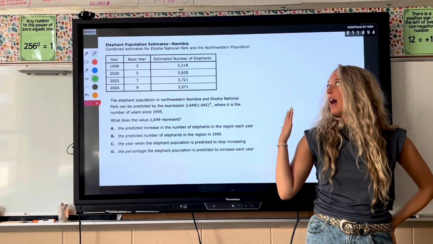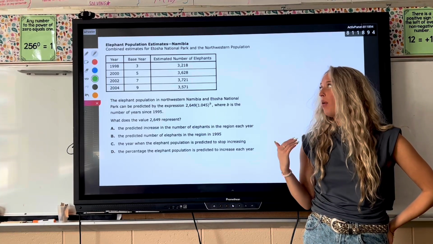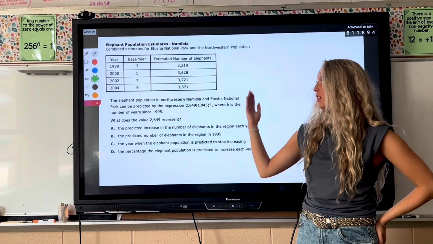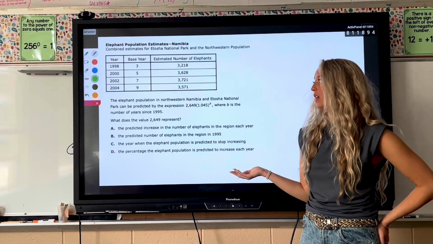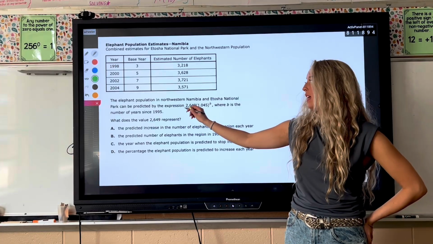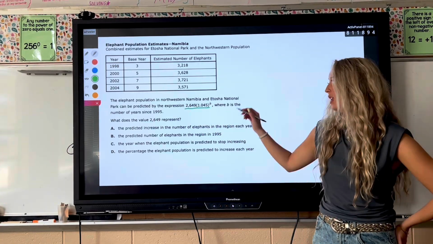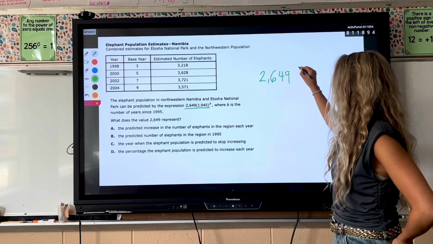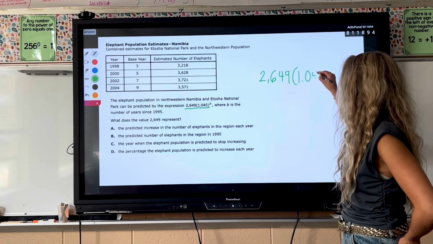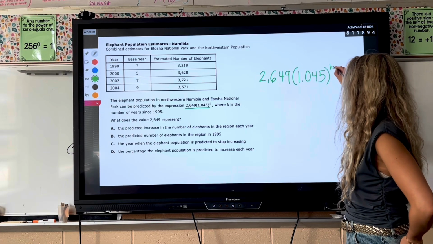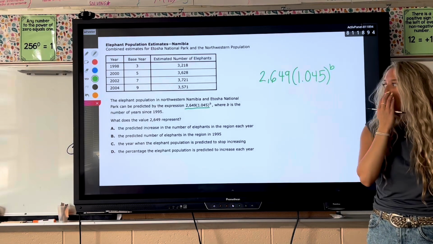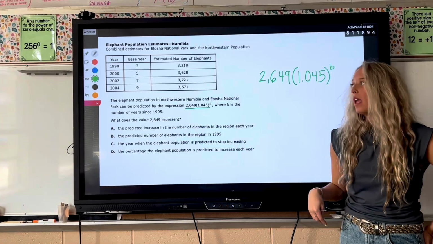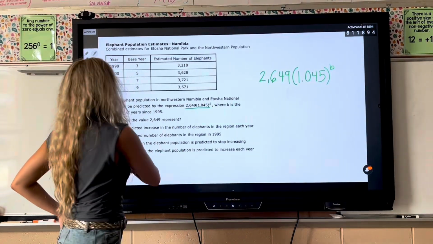The question that we're looking at now is talking about estimating the population of elephants. So as you can see, we have a table with a bunch of different years, base years, and the estimated number of elephants. The problem is telling us that we can estimate the elephant population using this expression, 2,649 times 1.045 to the power of B, where B is the number of years since 1995. What does 2,649 represent? In order to answer this, you don't need to use the table really.